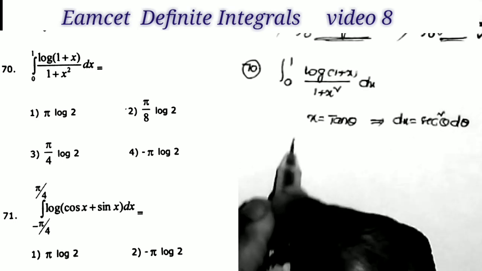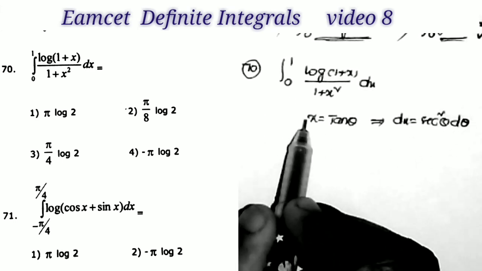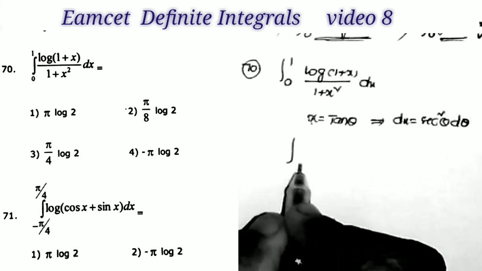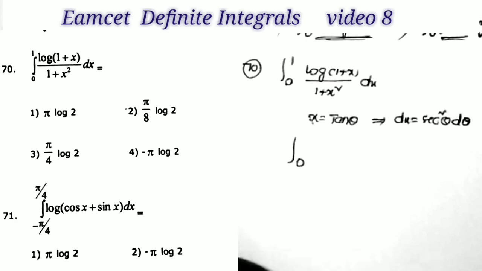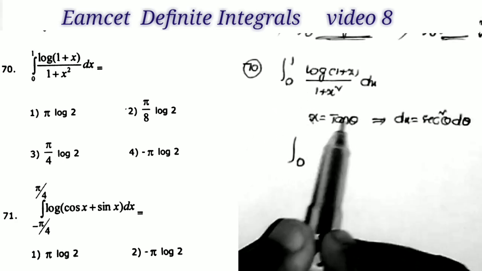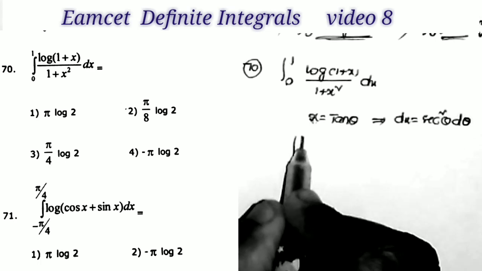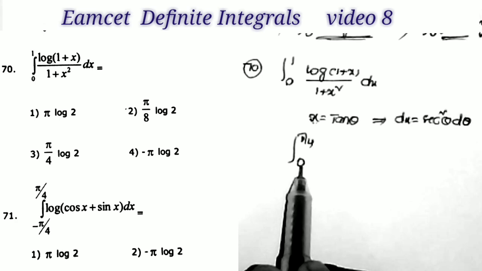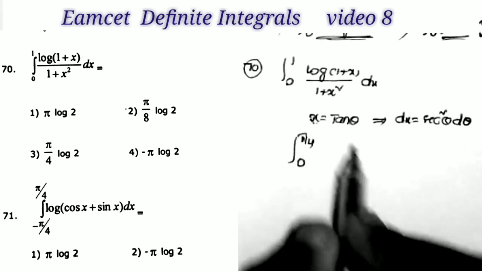Now x is equal to 0 means tan theta is equal to 0, that is theta is equal to 0. And x is equal to 1 means tan theta is equal to 1, that is theta is equal to pi by 4. These are the limits of theta. Therefore, integral 0 to pi by 4.